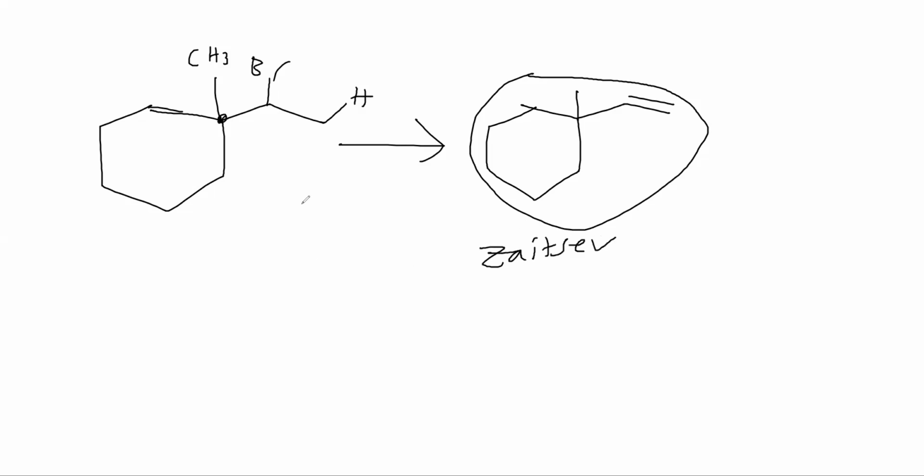So hopefully this example just brings to your attention that you should pay attention to what's neighboring and not just jump to the conclusion that the thing with the most substituents will lead to the Zaitsev product, because there's a chance that there's too many substituents and you can't even form a double bond. So double check is the key there.